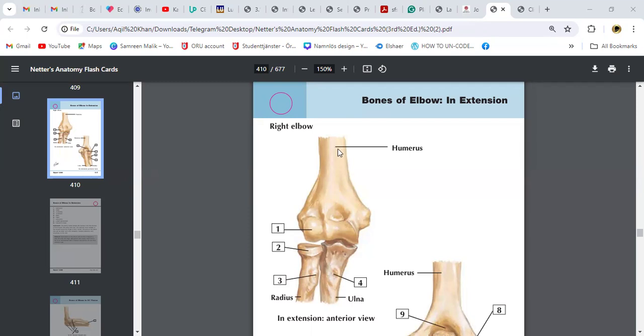This is the humerus. As it says, it's the right elbow, in the anterior view in extension. The one below is the posterior view. So this is in extension, the anterior view, and there are certain structures which are marked 1, 2, 3, and 4. This bone is labeled radius, and this is labeled ulna. This is just the right elbow in extension, as you are seeing.